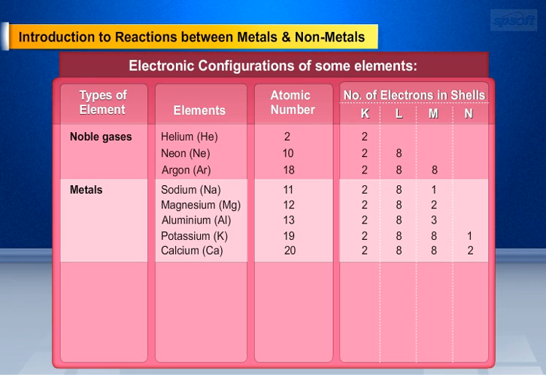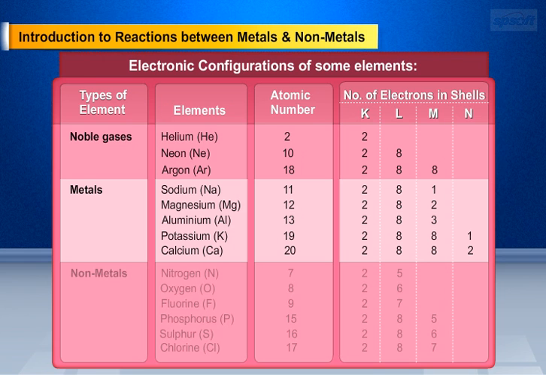Potassium is a metal, and its atomic number is 19, potassium has 2 electrons available in K shell, 8 electrons available in L shell, 8 electrons available in M shell, and 1 electron available in N shell. Calcium is a metal, and its atomic number is 20, calcium has 2 electrons available in K shell, 8 electrons available in L shell, 8 electrons available in M shell and 2 electrons available in N shell.